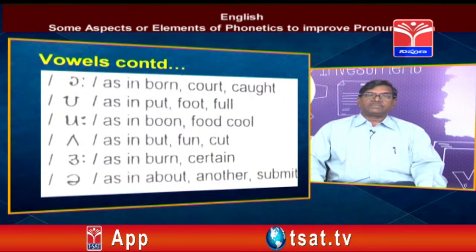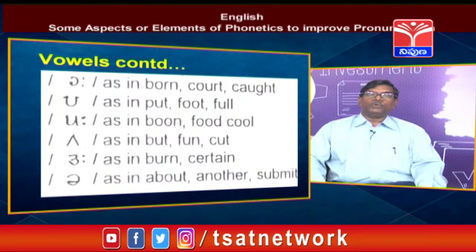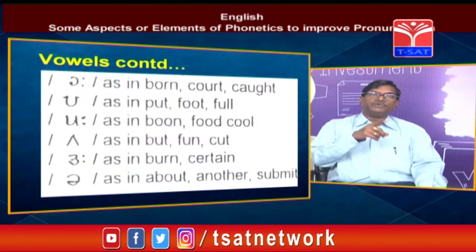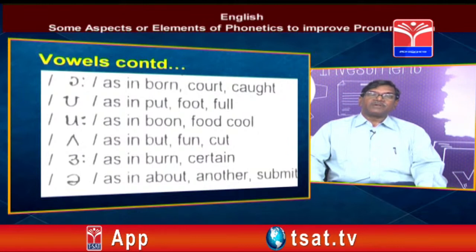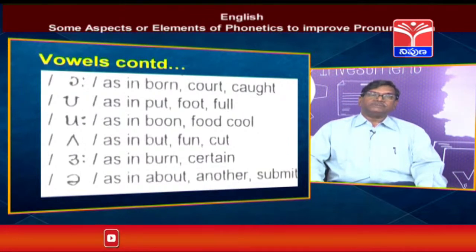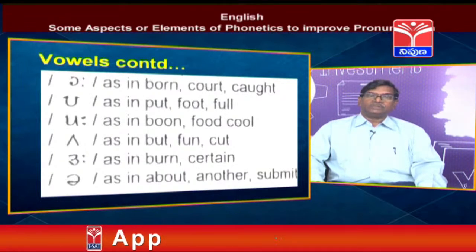Put, foot, full. So, the U sound. To represent the sound U, we have that U in between two slanted lines. That is not the letter U, it is the symbol for the sound U. Next one, the symbol for the sound Oo, as in boon, food, cool.